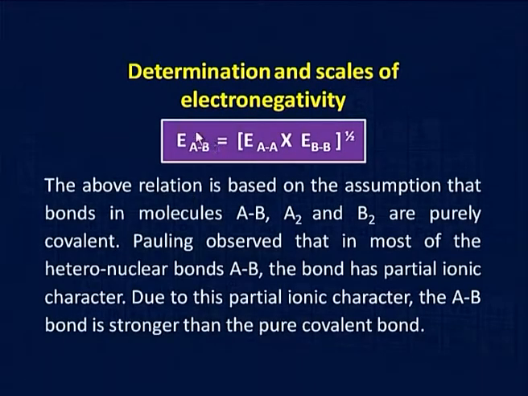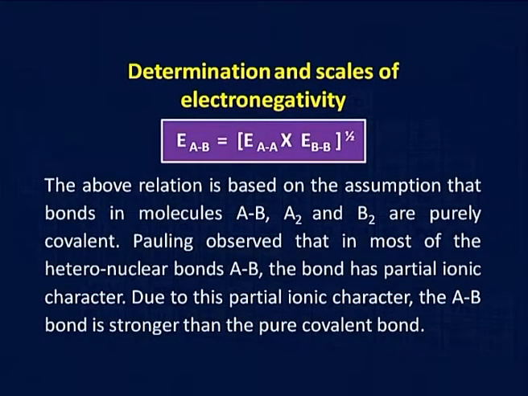So, this above relation is based on the assumption that the bonds in molecules AB, A2 and B2 are purely covalent. Purely covalent means that the shared pair of electrons is present at the center of the nuclei A and B in case of molecule AB, as it will be present at the center in case of A2 or B2.